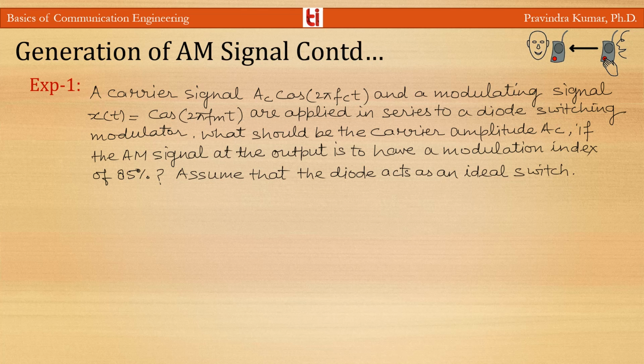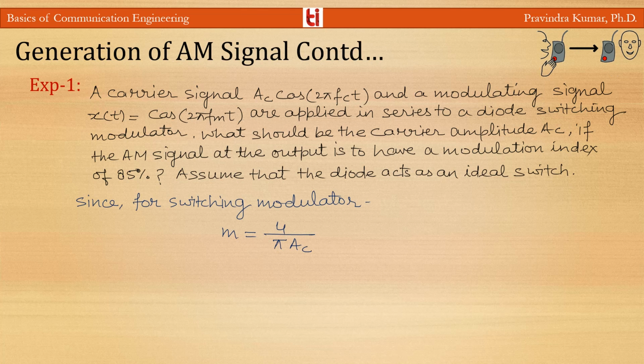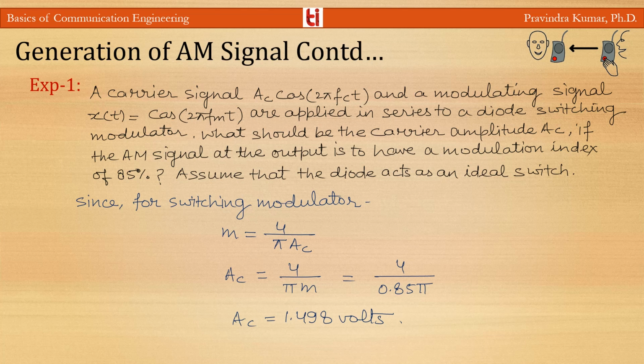For the switching modulator, the modulation index m is 4/(pi Ac). So from here Ac will be 4/(pi m), and m is given as 85%, or you can say 0.85. So Ac = 4/(0.85 x pi), which is 1.498 volts. So the amplitude of the carrier will be approximately 1.5 volts.